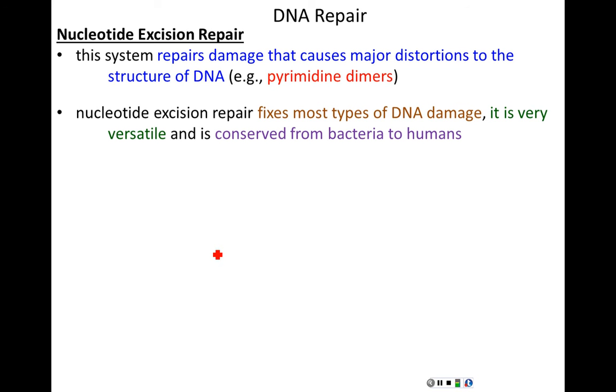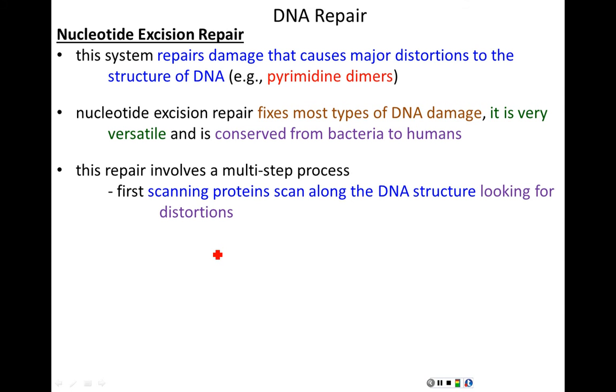Nucleotide excision repair, again, is all-purpose. It fixes most types of DNA damage. It's very, very versatile. It's present in bacterial cells all the way up to humans, so again, it's the most evolutionarily conserved and probably the oldest DNA repair mechanism that life has. It involves a multi-step process.